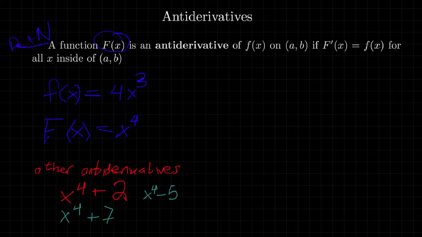Because every time you get the derivative of any one of these functions, the derivative of the constant part is always going to equal 0, so it's always going to equal to this guy right here. So what we say is the general antiderivative of 4x to the third would be x to the fourth plus c, where c is any constant.